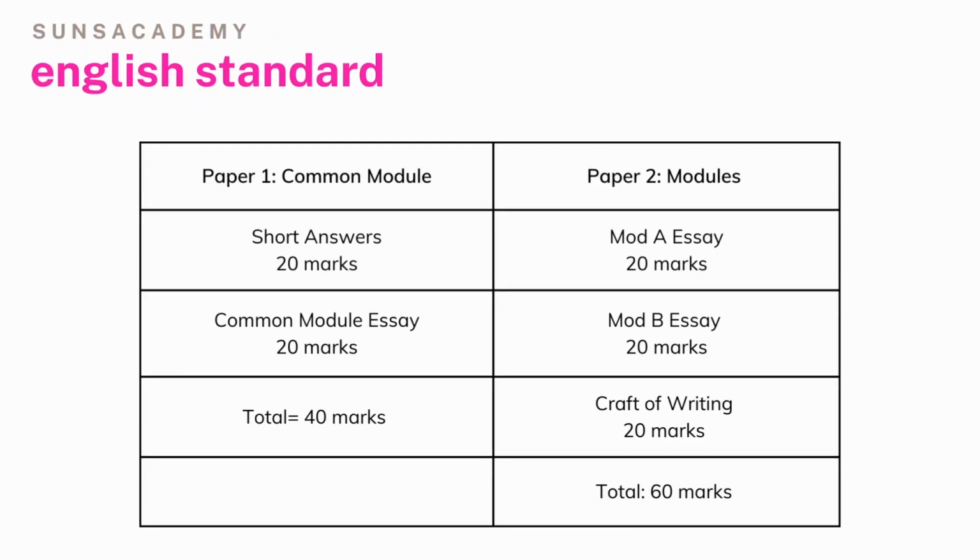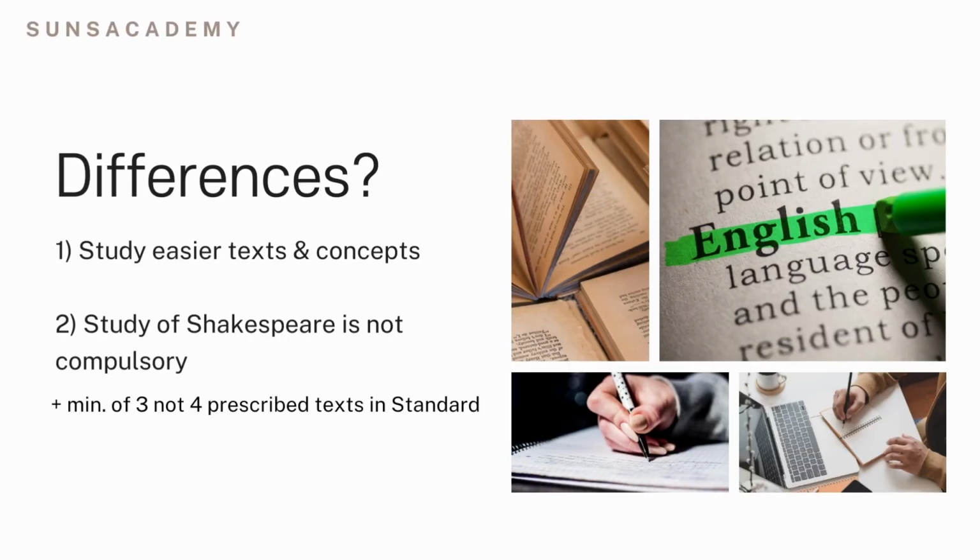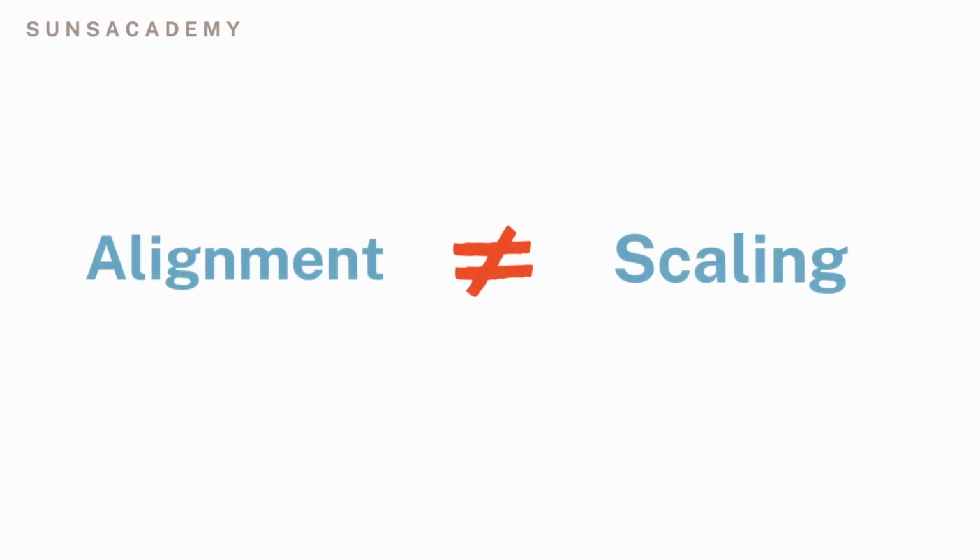Now, looking at Paper 2, like Advanced, Standard is also divided into Mod A, Mod B, and C. They sound very similar, right? So, what are the differences? The first difference is that you study easier text and write about easier concepts. The second difference is that you don't have to study a Shakespearean text. But there is another big difference, and that is in alignment. Many students think that English Standard just doesn't scale as well as Advanced, and yes, Advanced does indeed scale better than Standard, but there is also a big difference in how the marks are aligned.